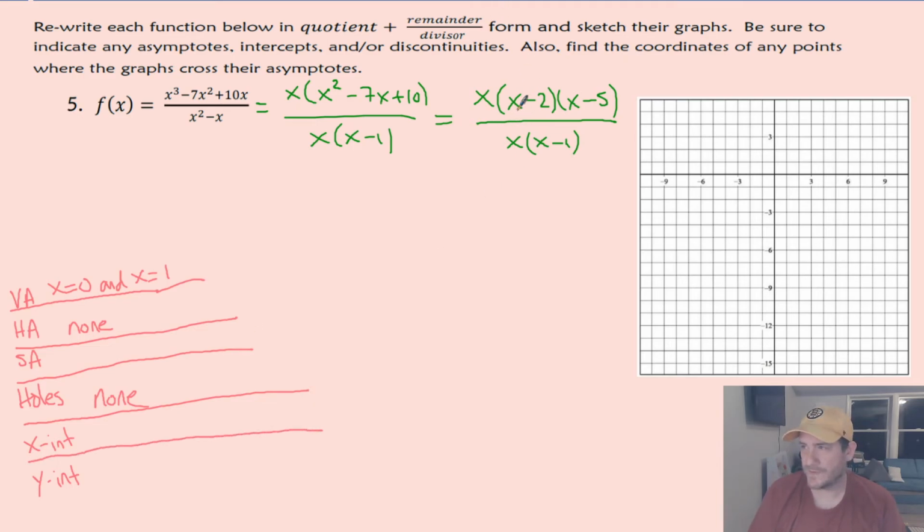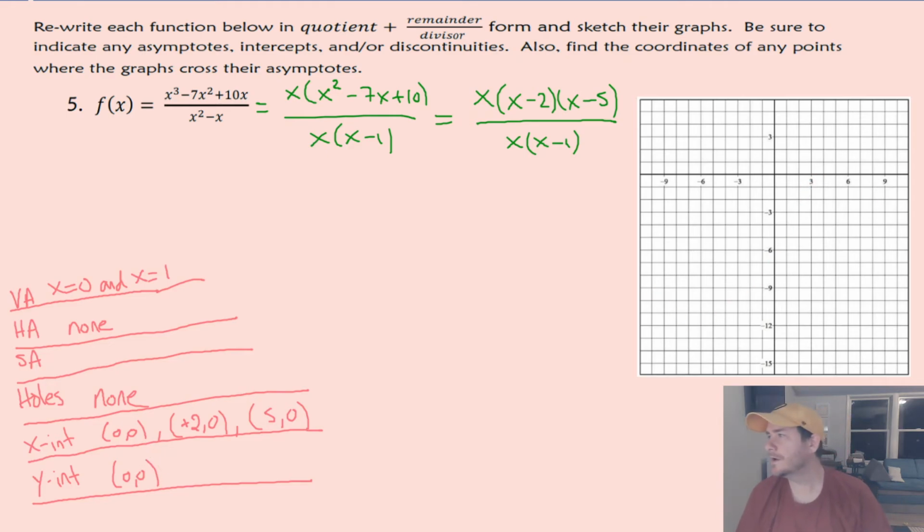X-intercept is when we take the zeros of the numerator, so that would be the origin, 0, 0. Also +2, gosh, and 5, 0. And then the y-intercept, well, if you plug in 0, you get 0. So it's the origin again. So we can plot all that. We're going to have the vertical asymptote at 0, and then also at 1.